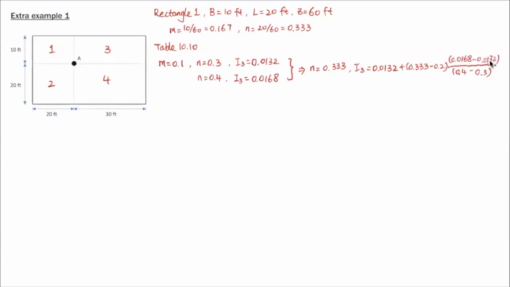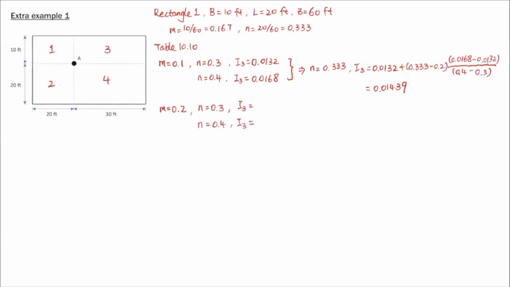So that's basically the equation for linear interpolation, and the value for I3 is 0.01439. So that's the first I3 value for m of 0.1 and n of 0.33. And then we can repeat this for m of 0.2. We read I3 values for n of 0.3 and 0.4 from that table again.